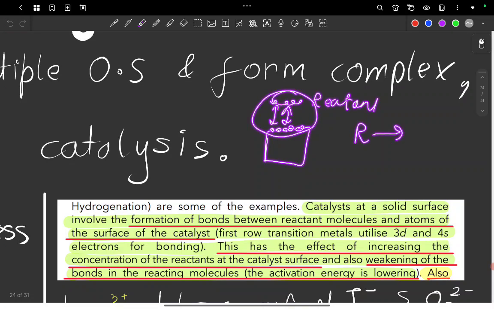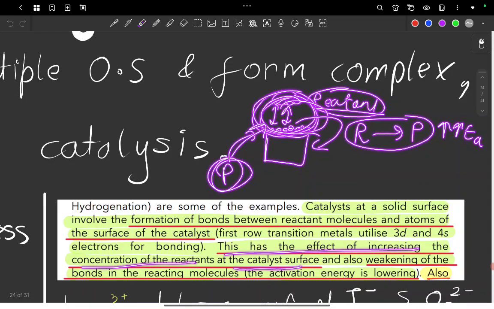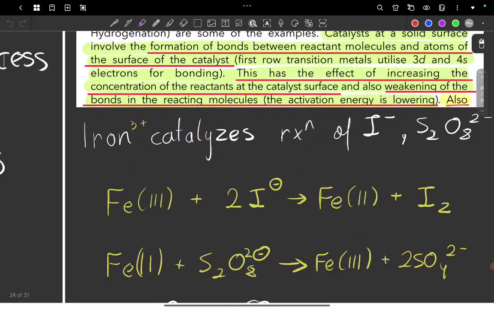If you would have gone from reactant to product directly, this must have high energy of activation. But in this state, it has low energy of activation, as this increases the concentration of reactants at the surface of the catalyst, and the reactant is really available to come and react with the other reactant here. So it reacts and the catalyst leaves on its own. Let's see an example of this. Keep in mind that the activation energy is lowering because we are weakening the bonds of the reacting molecules.